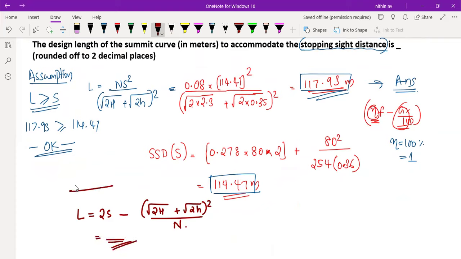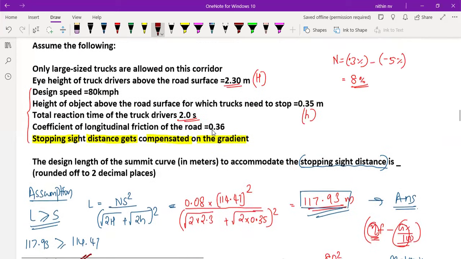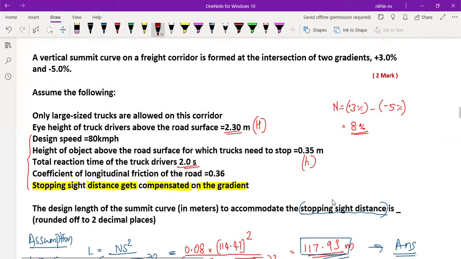But here it is not required. Okay, in this question it is not required. Why? Because our assumption was already correct. That's it. Okay, that's it. It was a 2-mark question. So what a very good question asked in the exam.